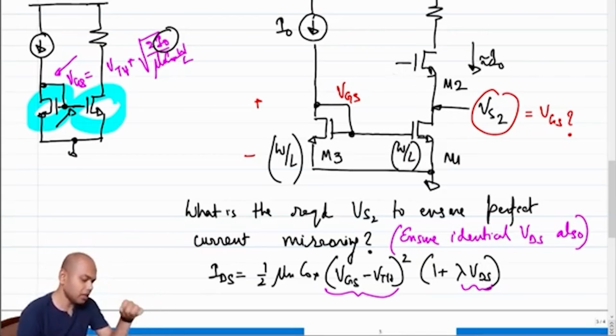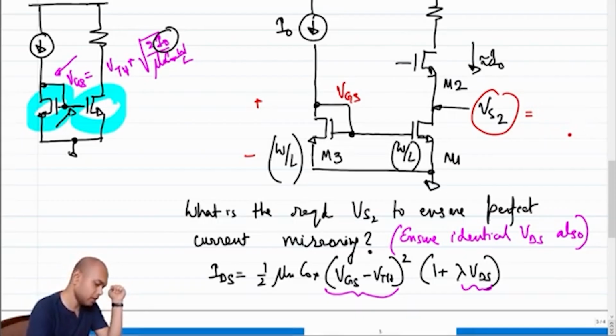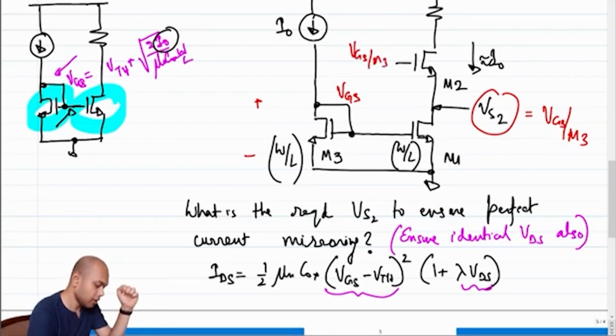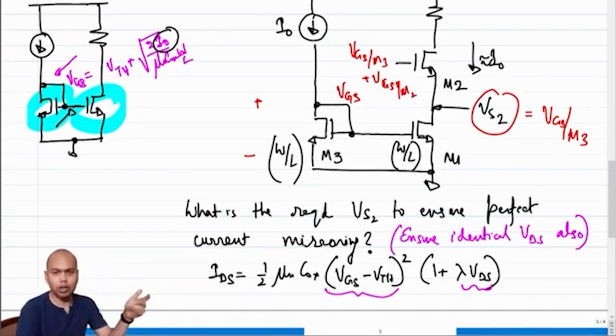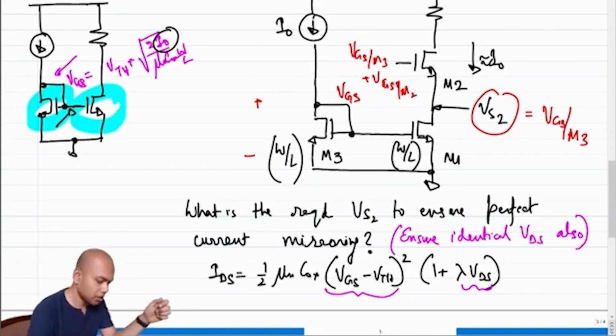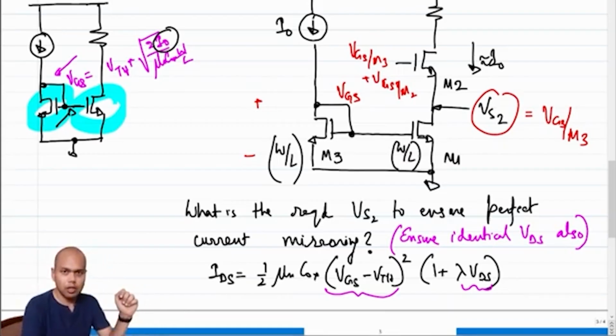So if we want the source voltage to be equal to VGS of M3, what will be the expected voltage at the gate of M2? This will be VGS of M3 plus VGS of M2 for a current of I0. Of course, we are assuming all the currents are I0, and to start off, we are assuming all W by L's are also equal, right? When you start off, you have to make some assumptions. We are making those assumptions.